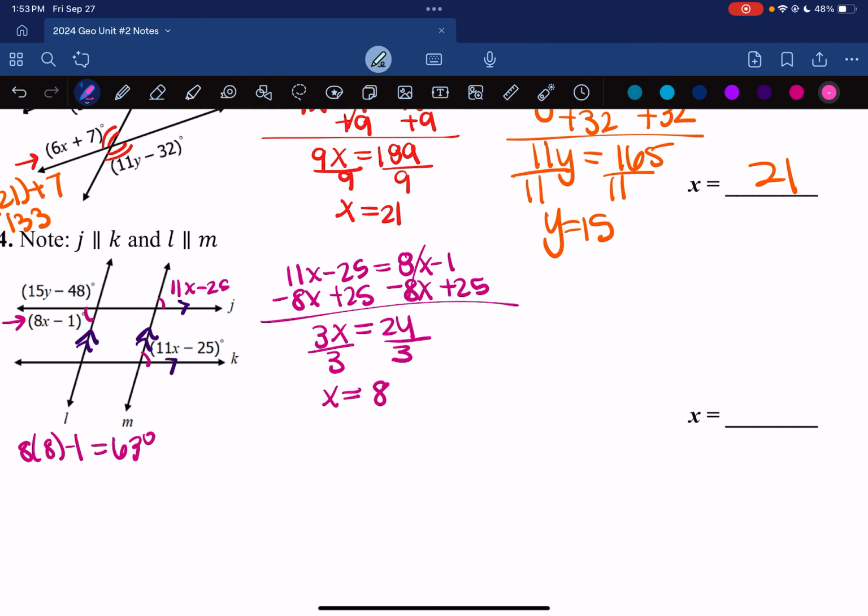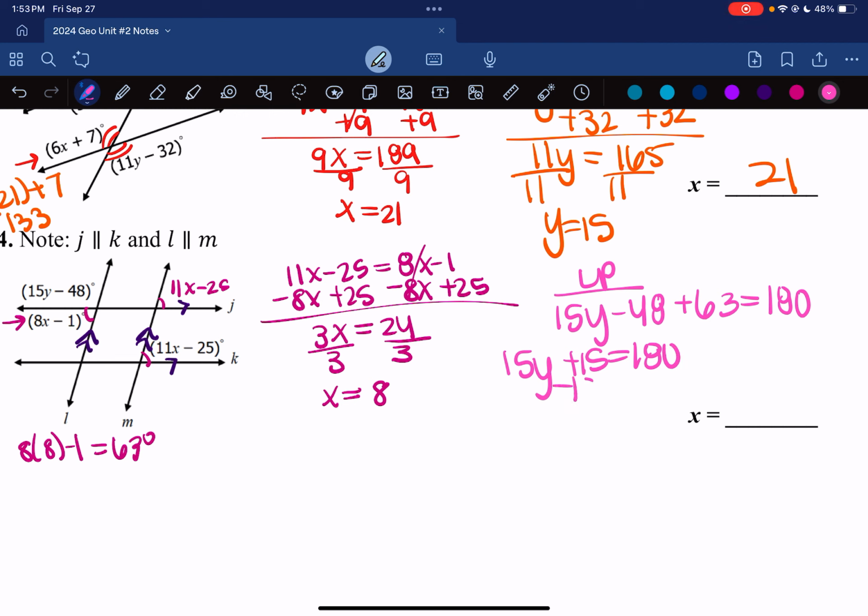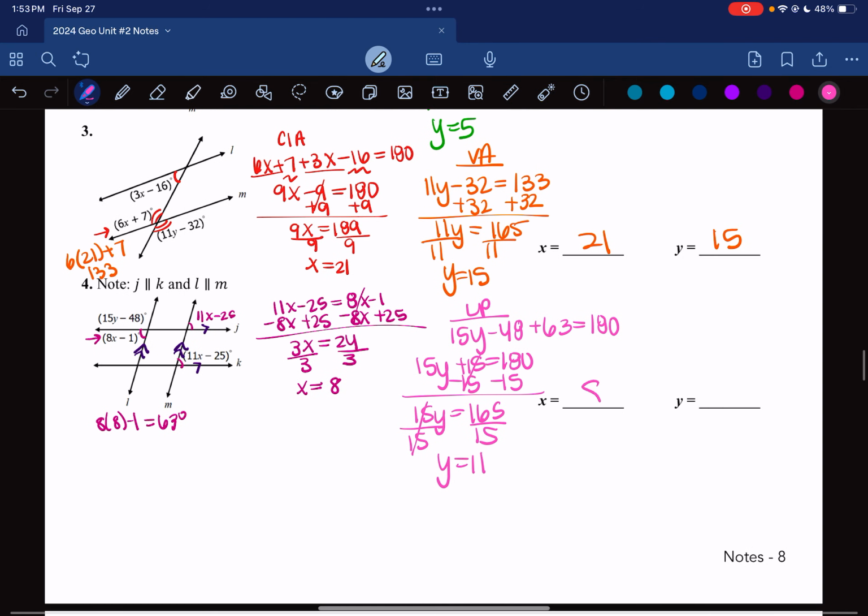And that leaves us with a linear pair. So we have 15y minus 48 plus 63 equals 180. So we have 15y, 63 minus 48 gives us a positive 15, equals 180. If we subtract 15 from both sides, we have 15y equals 180 minus 15, which is 165, divided by 15. So we have y is 11. So our two values are x equals 8 and y equals 11.